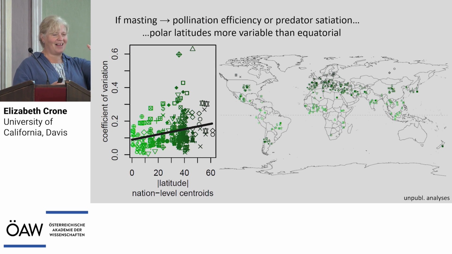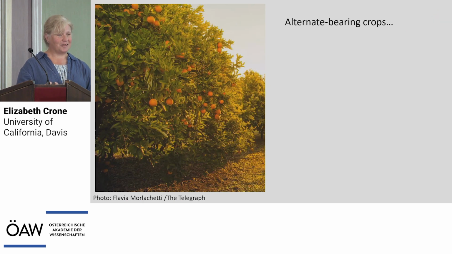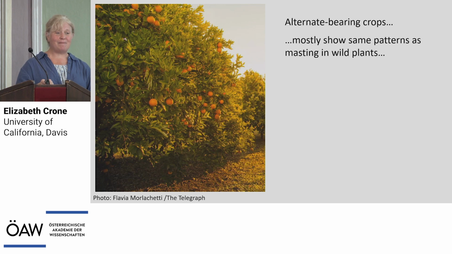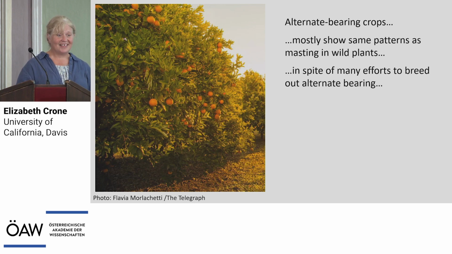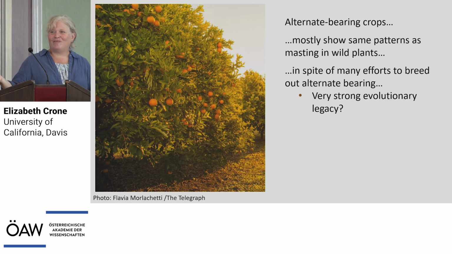And yet, if we plot each country's seed production versus the centroid latitude of that country, crops in northern latitudes are more variable in production than crops in southern latitudes. So, yes, that prediction holds even across all crops at national levels. So, alternate bearing crops show mostly the same patterns as masting and wild plants, in spite of many efforts to breed out alternate bearing from these crops. I don't know why.